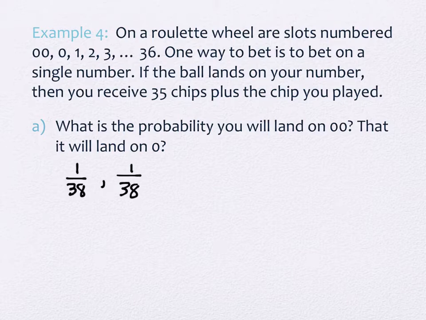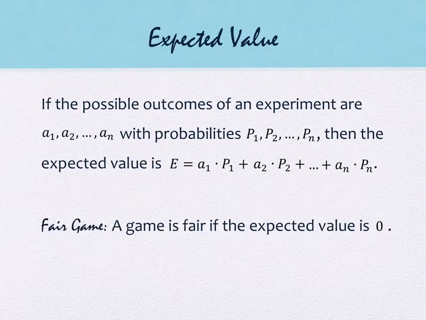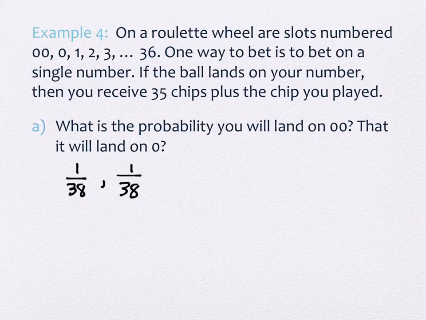Each slot has a 1 out of 38 probability. So when we're looking at this definition, which we're about to apply in a moment, all of our Pn's, if I looked at individual numbers, are going to be 1 out of 38. Now, if I looked at evens, or odds, or colors, which they actually have on this wheel as well, it would be different probabilities. But an individual slot is only a 1 out of 38.